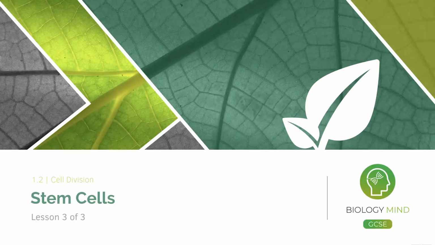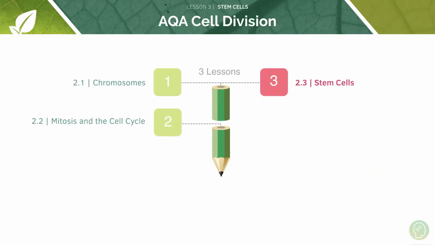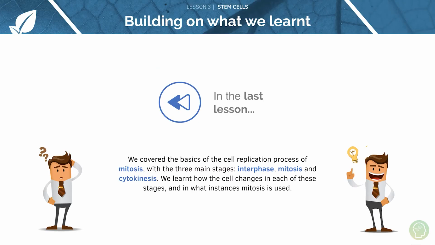So let's get started. Hello and welcome to tutorial 3 of 3 on cell division, and today we're going to be looking at stem cells. So in our last session we were having a look at mitosis and the cell cycle, and in that we covered interphase, mitosis and cytokinesis, and we also learned how the cell changes in each of these stages and in what instances mitosis is used, why it's so fundamental to the human body developing from a single fertilised egg.